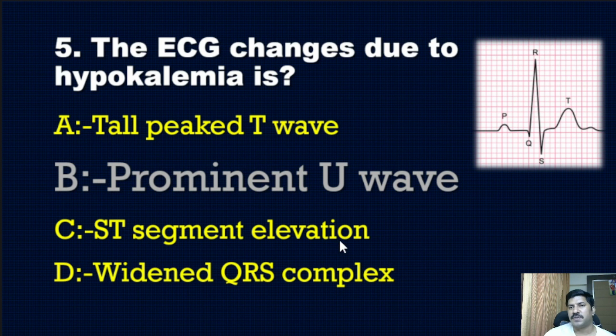ST segment elevation is usually seen in myocardial infarction, and also it is seen in left ventricular hypertrophy. Widened QRS is commonly seen in the case of ventricular tachycardia. So these are the main ECG changes seen in hyperkalemia, hypokalemia, myocardial infarction, and ventricular tachycardia.